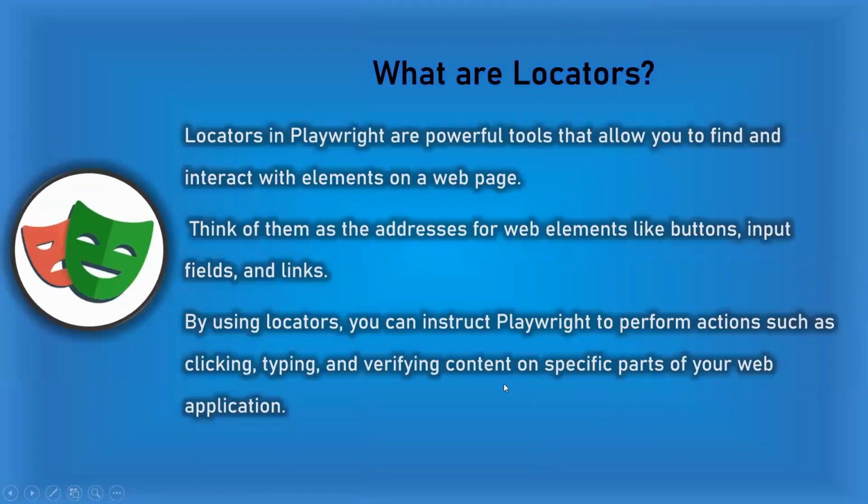Very basic, what are locators? Locators in Playwright are powerful tools that allow you to find and interact with elements on the web page. If you are doing automation for a web application, obviously we will have multiple elements on the web UI, could be buttons, input fields, links. By using locators, you can instruct Playwright to perform actions such as clicking, typing, verifying, and different kinds of activities. Very simply, think of them as the addresses of the web elements.